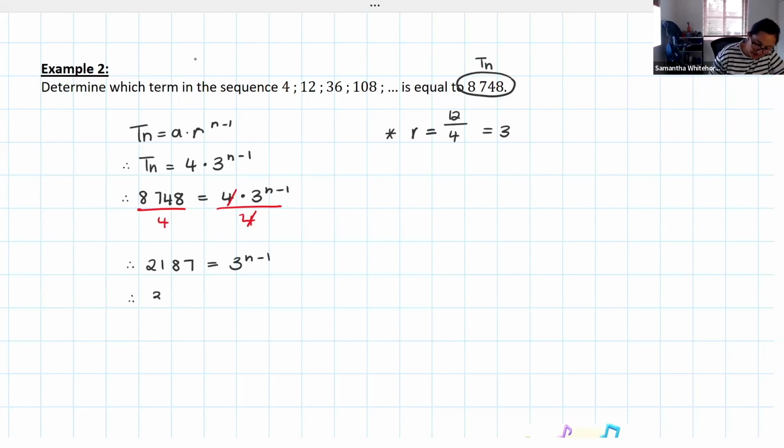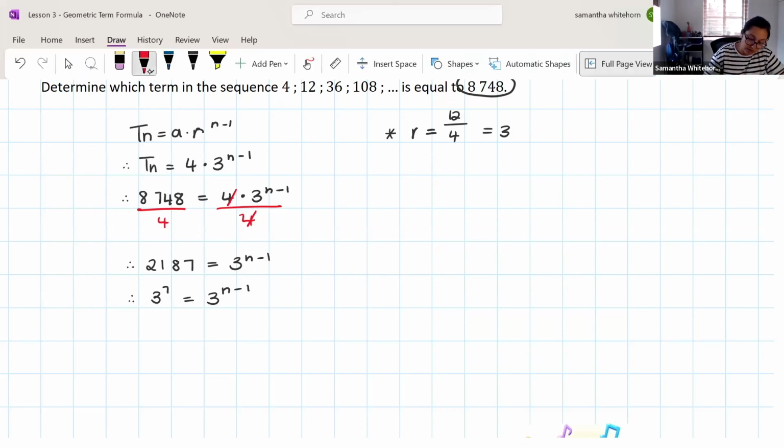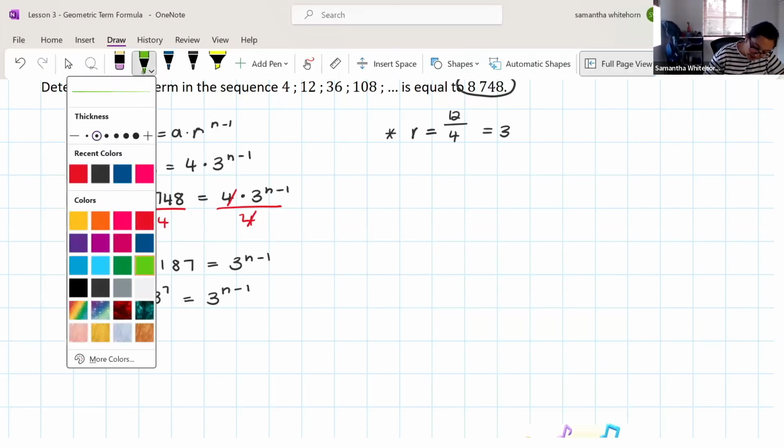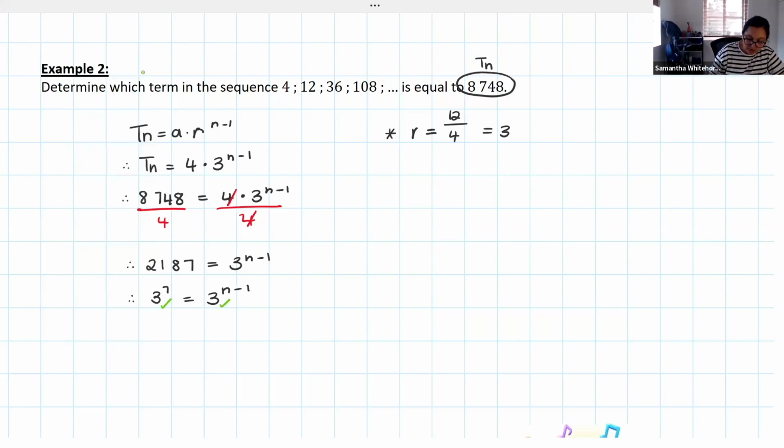But what we find is that 3 to the power 7 is equal to 3 to the power n minus 1. Now remember the basic rule of exponential equations. What we need to do is we need to get our bases the same. And once the bases are the same, we can equate the exponents. So now I can say 7 is equal to n minus 1, and I can go and solve for n.